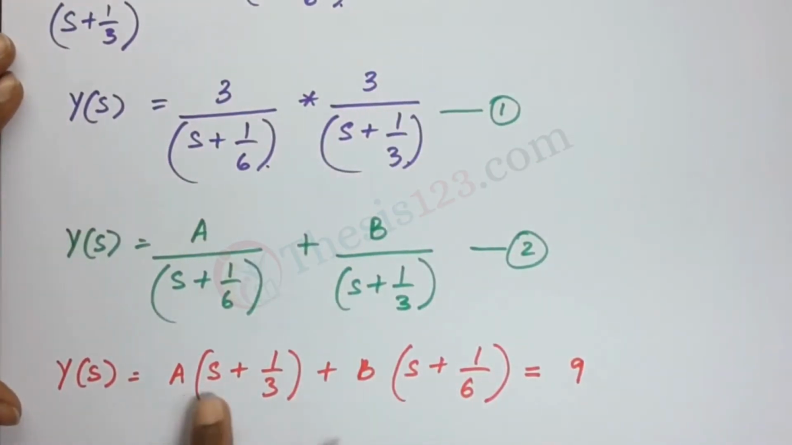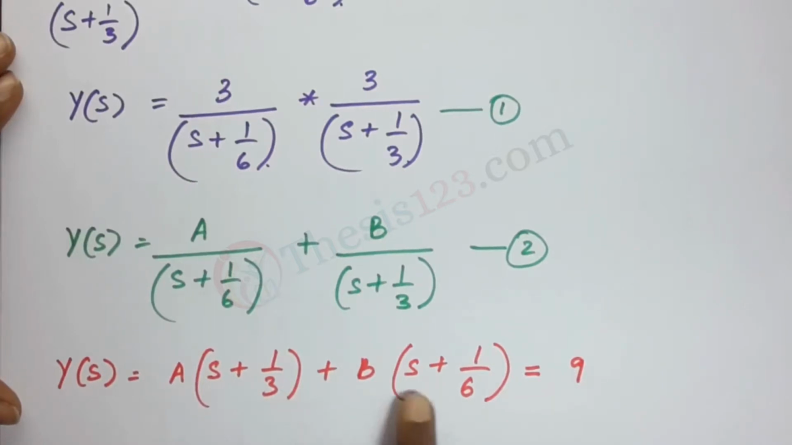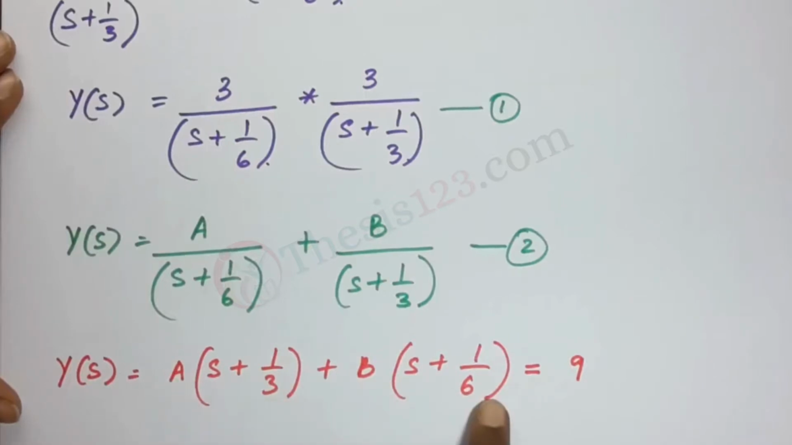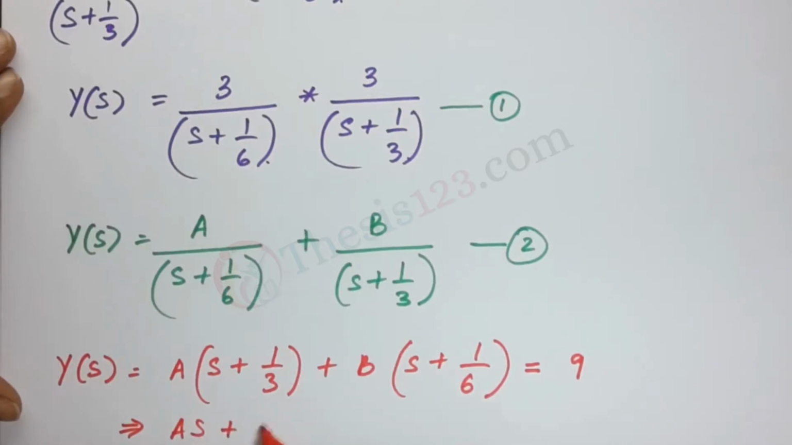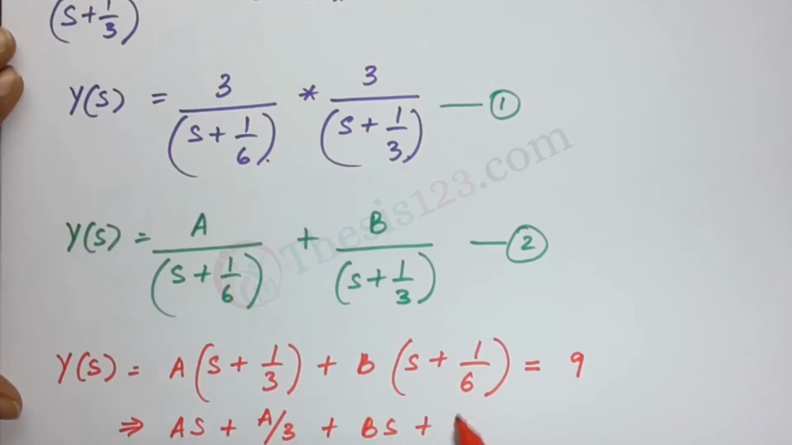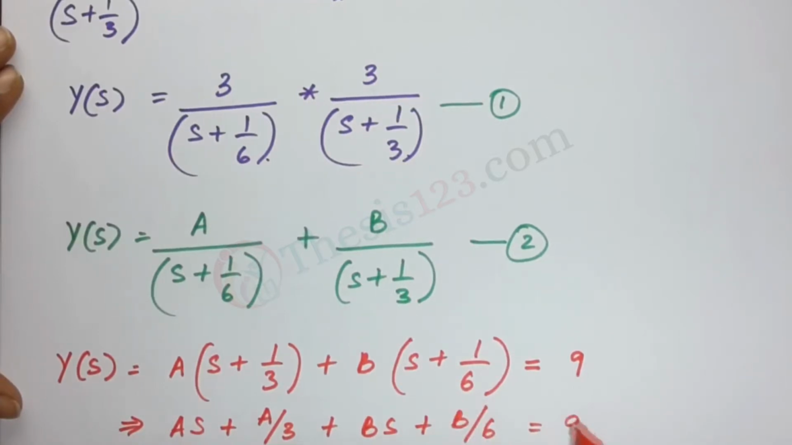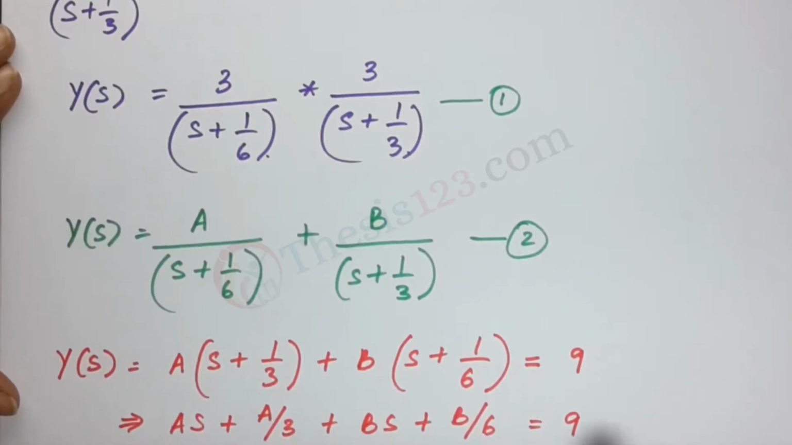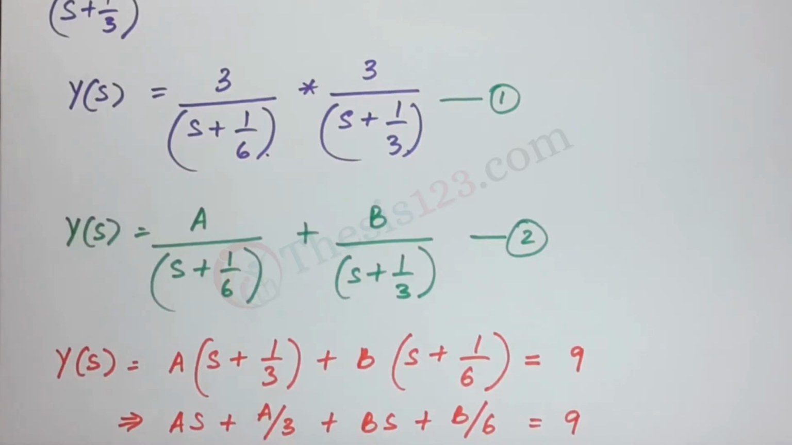So we have A into (s plus 1/3) plus B into (s plus 1/6) is equal to 9. Now we open up the brackets and let's see what we get: As plus A/3 plus Bs plus B/6 is equal to 9. Now in order to solve this, we equate the coefficients of s from both sides to get one equation and the constants to get the second equation. So that's how we get two equations here.